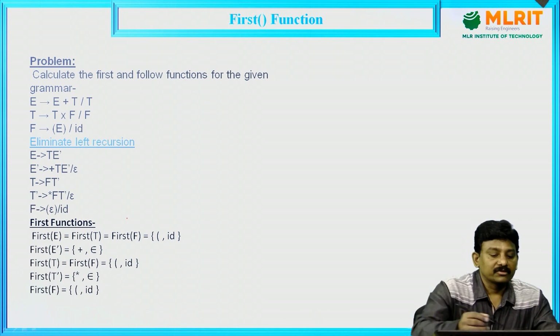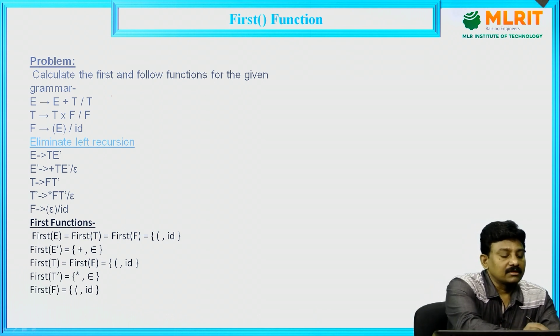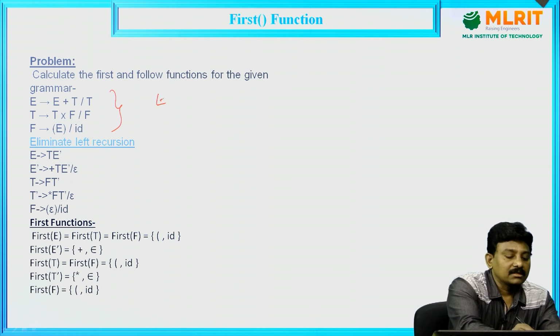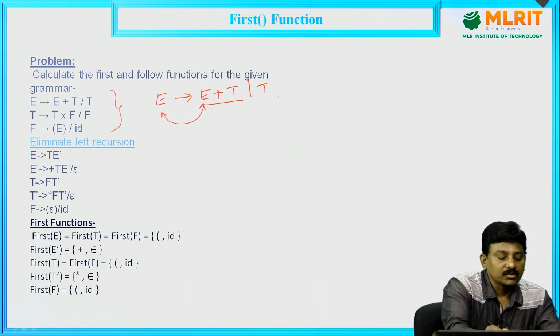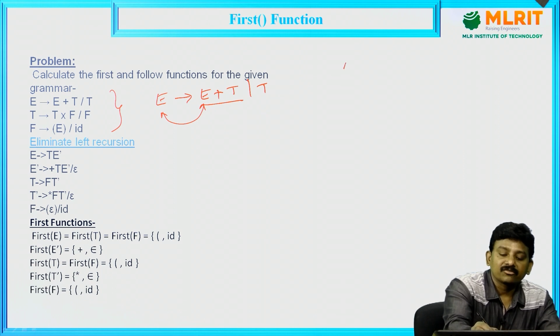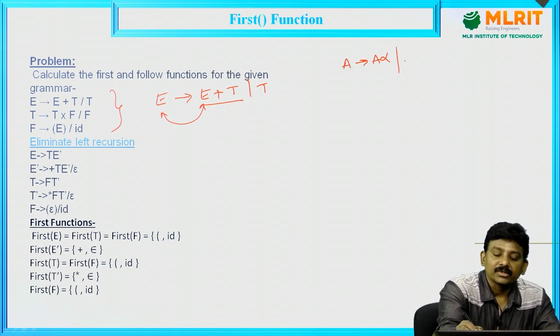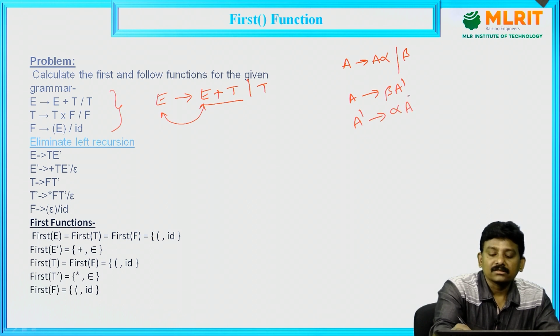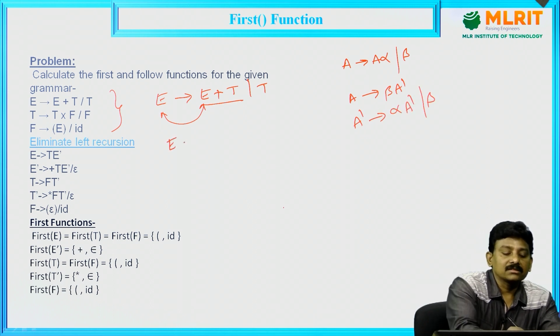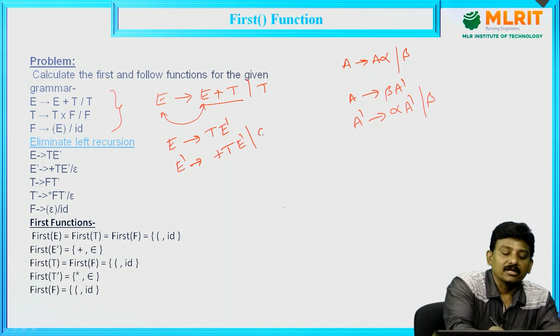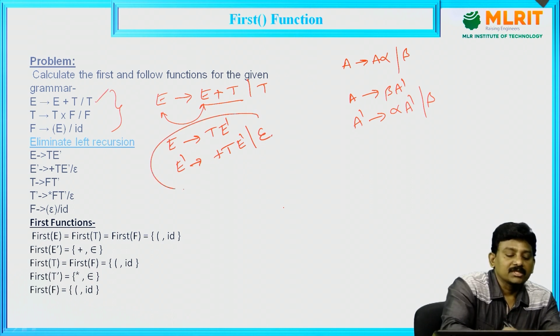Another rule for calculating the first function. The given grammar has left recursion: E derives E plus T or T. This rule is left recursive because the LHS and the first symbol of the RHS are the same. How can we eliminate left recursion? If A derives A alpha or beta, we can eliminate left recursion by rewriting the rules: A derives beta A dash, A dash derives alpha A dash or epsilon. So E derives T E dash, E dash derives plus T E dash or epsilon. This rule will be replaced by these three rules.